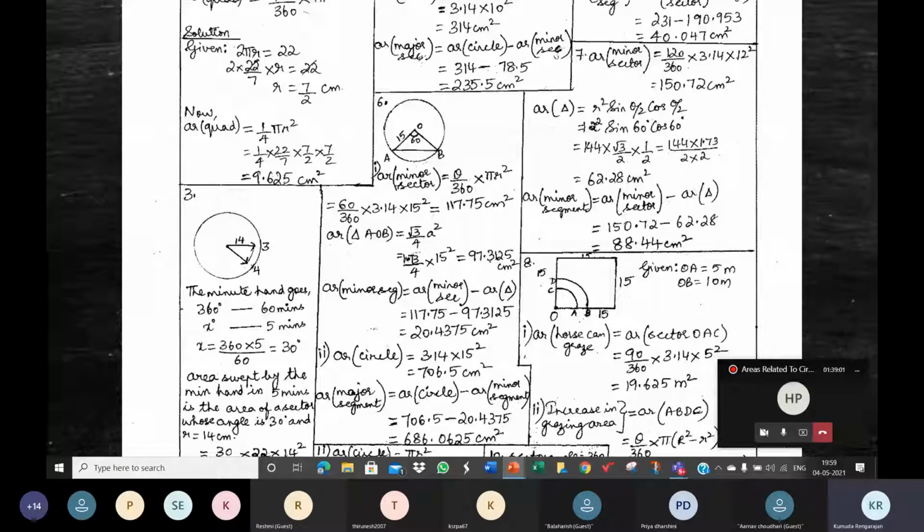Ma'am, mostly the corresponding indicates the minor one, right? Because always they will give an angle. No, if the sector angle is like 200 degrees, then it corresponds to 200 degrees, so then it will be major. If it is below 180, then it is minor. Correct. Okay.